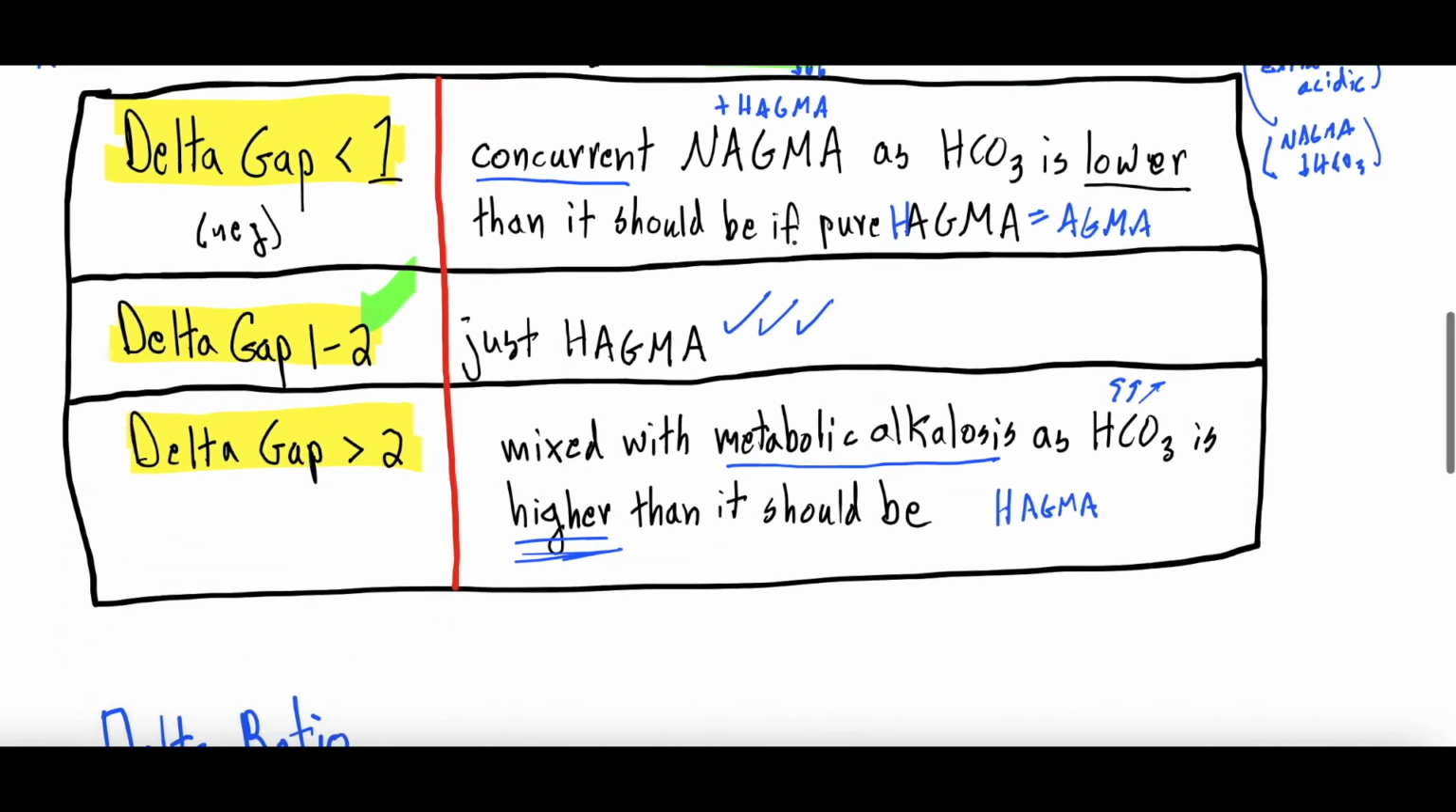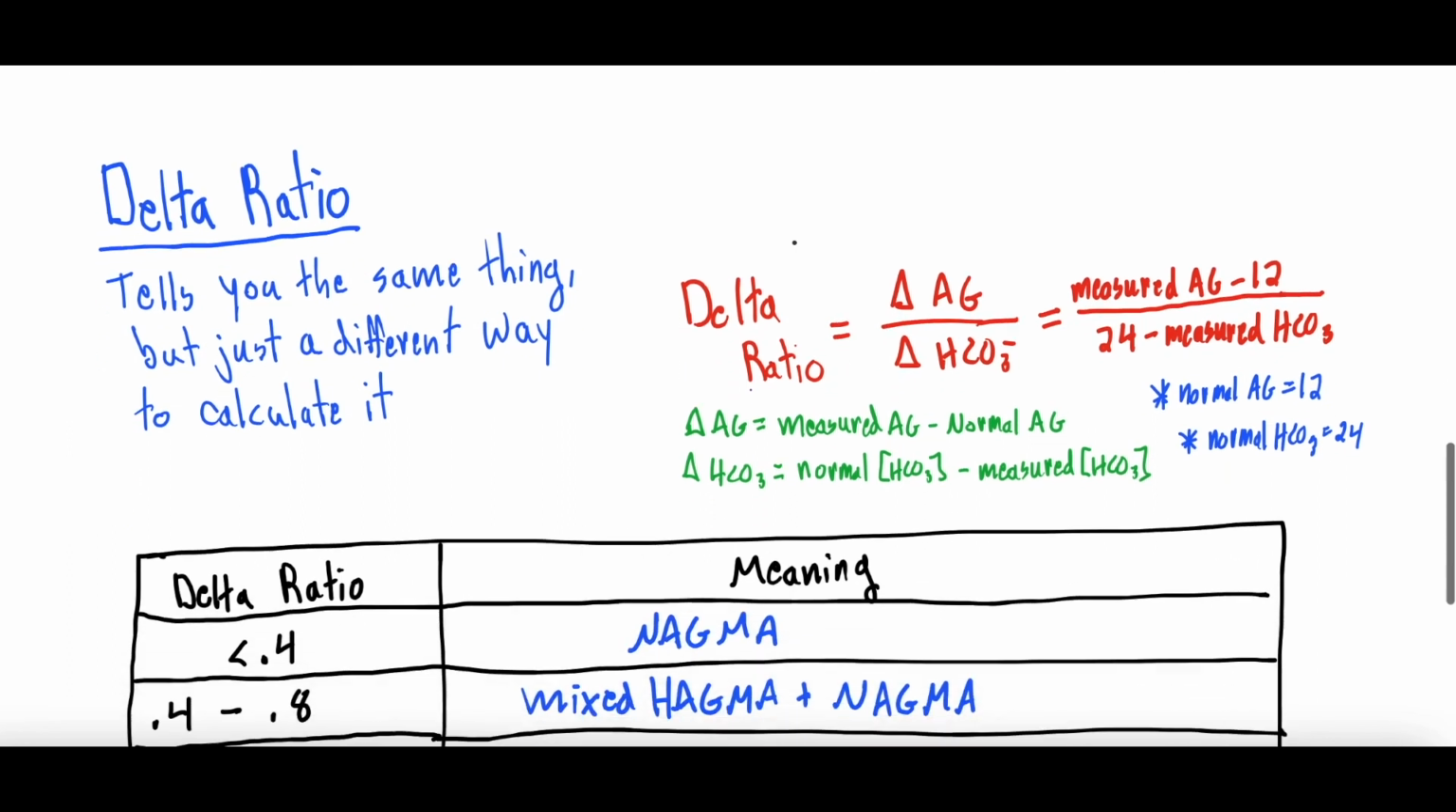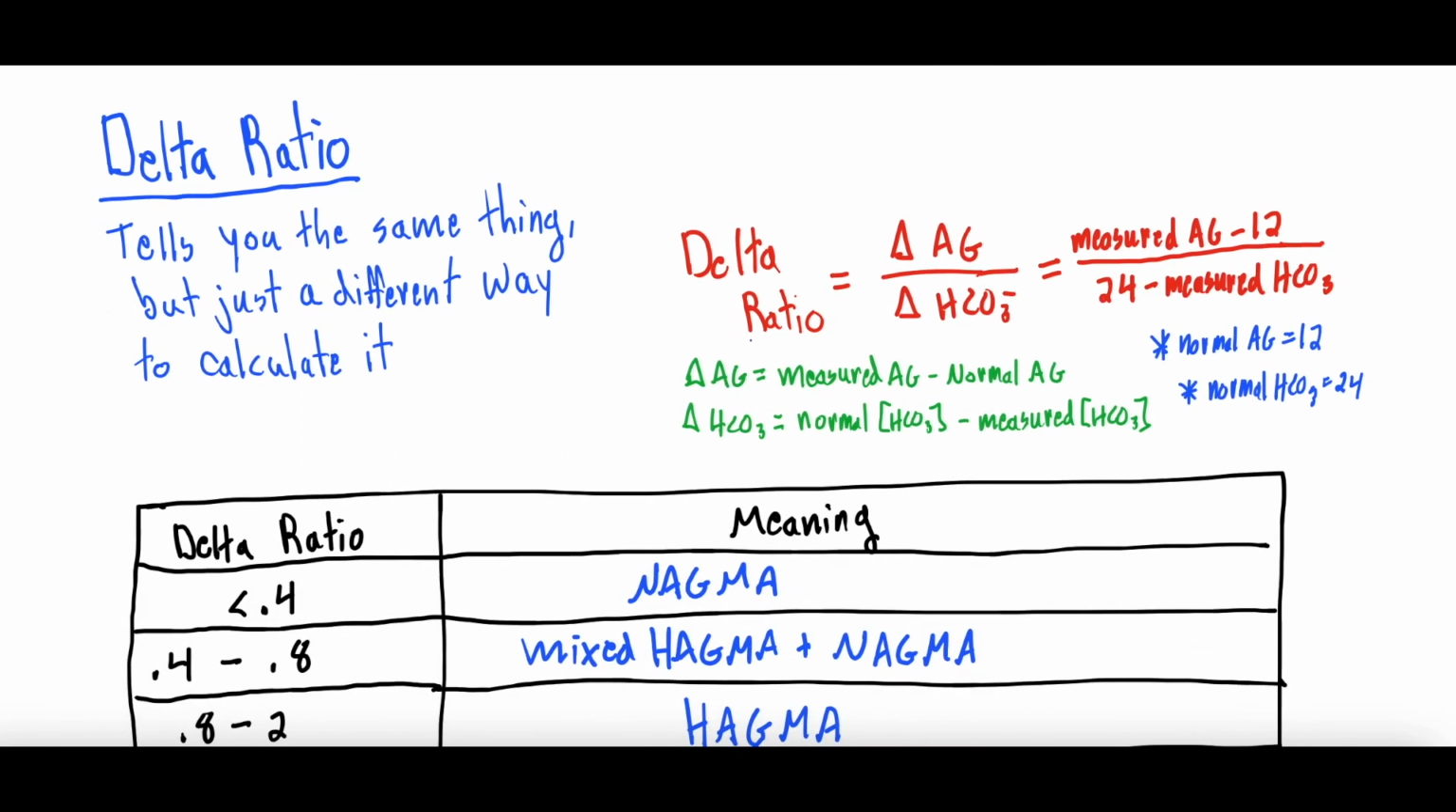Another way to think about this is the delta ratio you'll hear thrown around. So the delta ratio tells you the exact same thing as the delta gap. It's just displayed in a different way. So instead of doing subtraction, you do division. So the delta ratio is the change in anion gap divided by the change in bicarb.